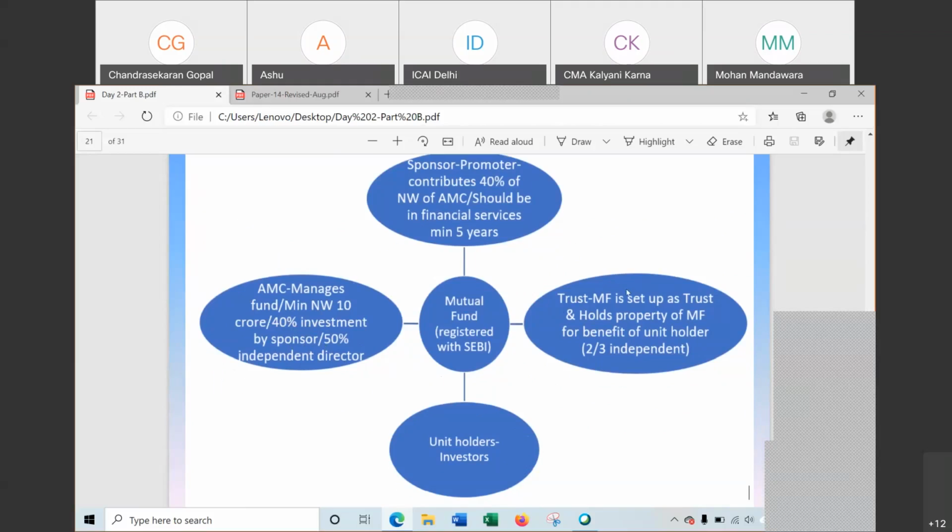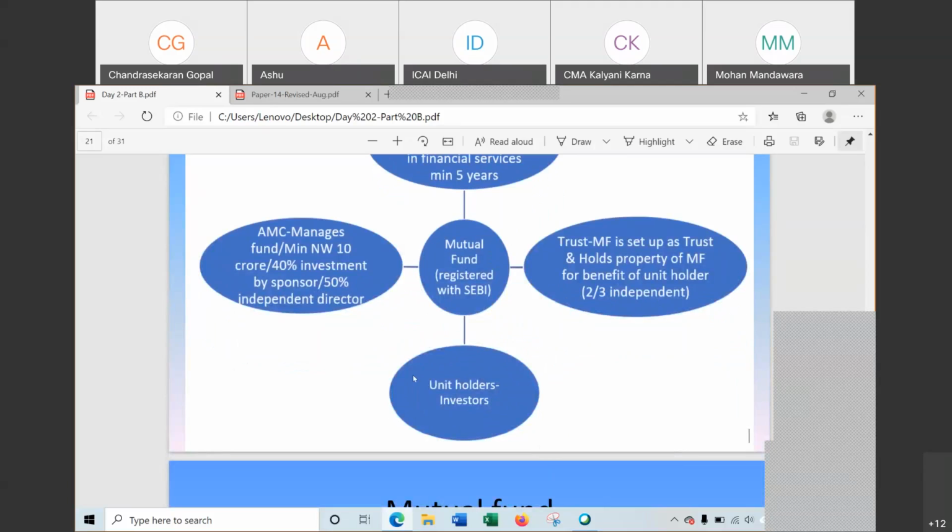Third one is trust. Now trust or trustee: a mutual fund is set up as a trust under the Trust Act, and it holds the property of the mutual fund. It checks whether the investment is made for the benefit of unit holders. In the case of trust, 2/3 of the trustees will be independent. Here 50% of the directors will be independent, here 2/3 will be independent. That means they should not be the sponsor, and they should not be related to the AMC. Now next one is unit holders. They are the investors.